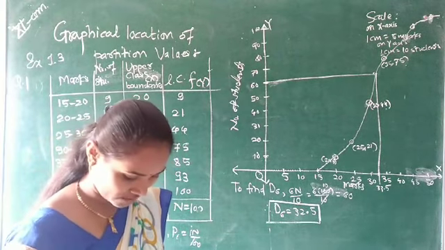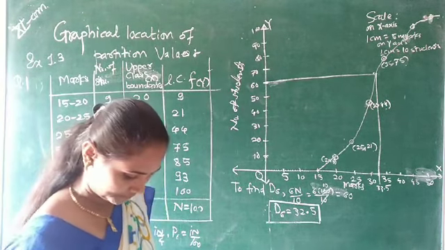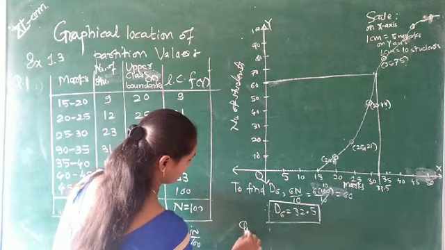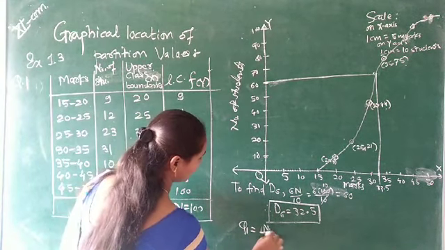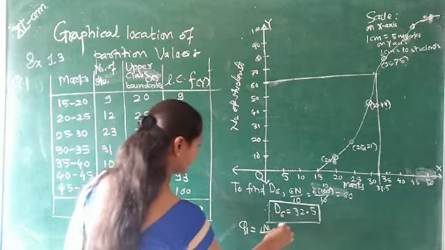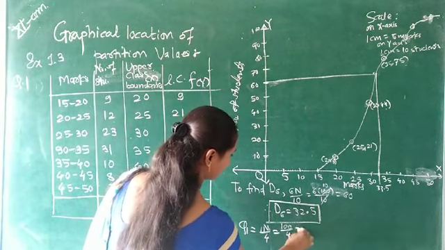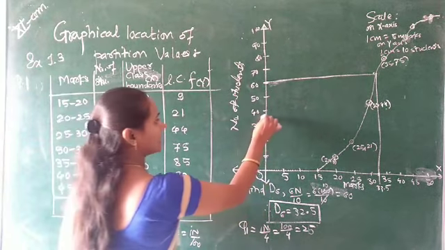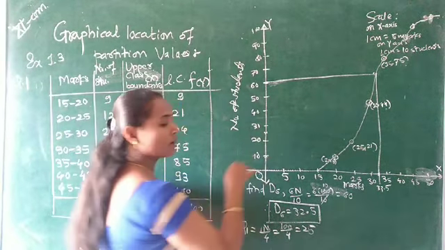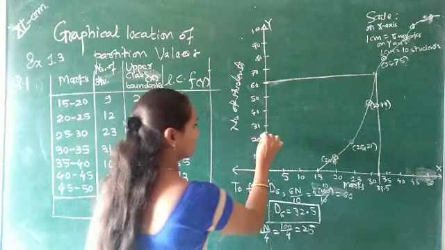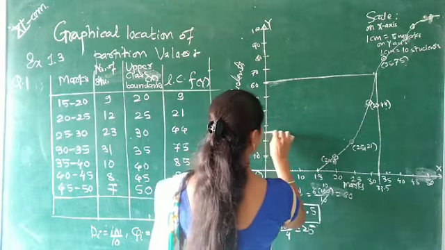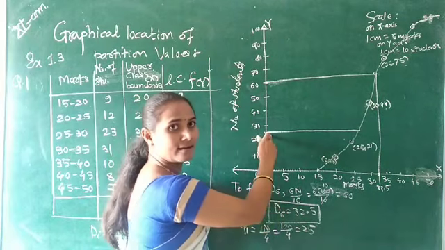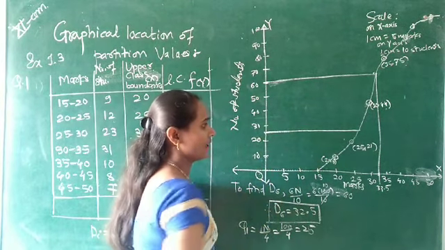Next one, which value do we have to find? That is Q1. So Q1 is equal to 1n divided by 4. The value of n is 100, so 100 upon 4 is equal to 25. Now where do we take 25 again? On the y-axis, and then draw a line parallel to the x-axis. You have to work with a scale. Draw a parallel line through 25.